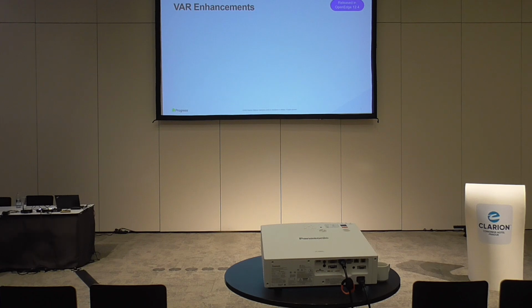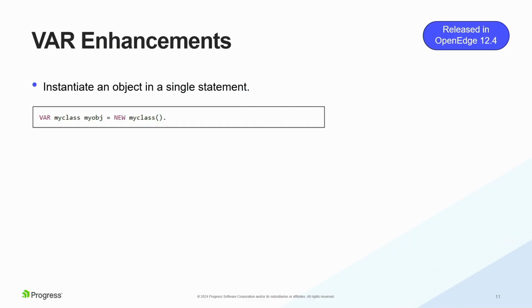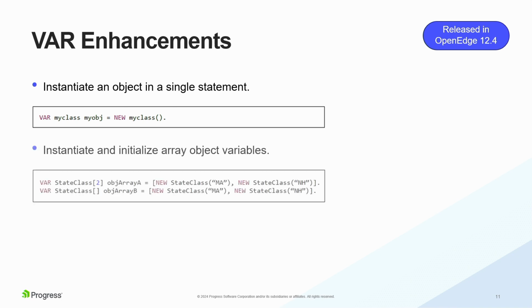In 12.4, we further enhanced the VAR statement by allowing you to instantiate objects in a single statement. So you can see the instantiation of my object. It also allows you to instantiate and initialize arrays of determinate or indeterminate object variables. You can see the examples here. The first example obviously being a determinate array, where the second example, again, is an indeterminate array.